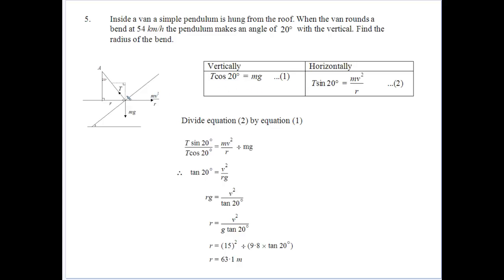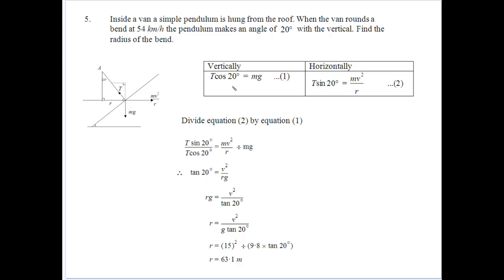We get T cos 20 degrees is mass times gravity, and T sin 20 degrees is mass times the velocity squared on r. So we've solved them horizontally, and we've solved it vertically. Now to get our radius, we need to eliminate T. We don't know what the tension in the string is, we haven't got enough information there. We don't have a mass as well. So we need to eliminate a few things.